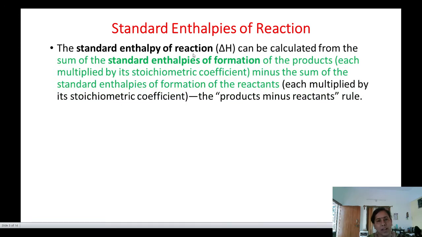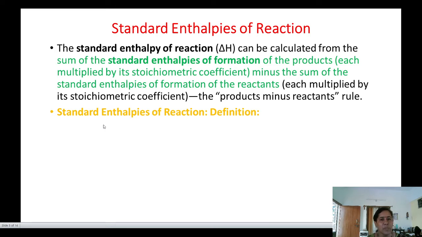The standard enthalpy of a reaction, delta H, can be calculated from the sum of the standard enthalpies of formation of the products, each multiplied by its stoichiometric coefficient, minus the sum of the standard enthalpies of formation of the reactants. Here also we have to consider the stoichiometric coefficients. Products minus reactants, this is the rule. Mathematically it is shown on the next slide.